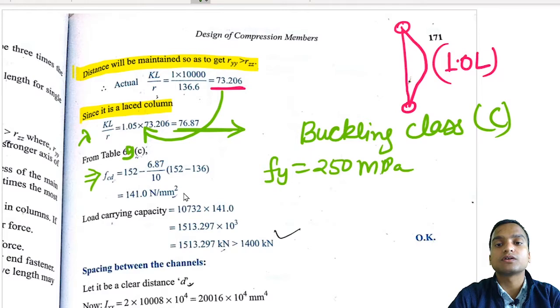Now the FCD value is this 141 Newton per mm square by the method of interpolation, and now we can calculate the load, which is equal to FCD into the gross sectional area, and we have multiplied it, and this is greater than the factored load. So our section is sufficient in taking up this much compressive load safely.